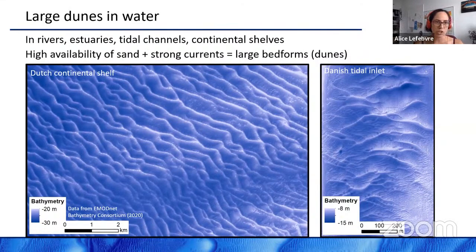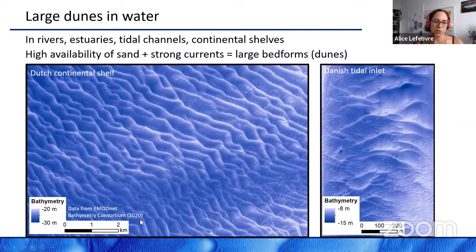And here you have two images from bathymetry. On the left, this is from the Dutch continental shelf. On the right, that is from the Knudedyb tidal inlet in Denmark. And we're going to talk about this one again a bit later. And this is just to illustrate that it's really often a field of bedforms which develops.